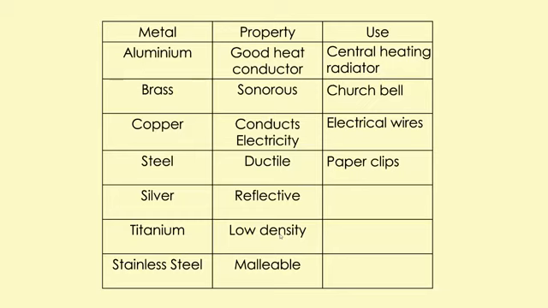Silver is reflective, so it's used as the backing in mirrors. Titanium's got low density, so it can be used to make aircraft bodies, because you want the aircraft to be as light as possible. So you want to use a low density material so that you don't need to waste fuel putting that aircraft up into the air. And lastly, stainless steel, that we should know all about based on where we live, is malleable, which means you can make it easily into lots of different shapes. So it's used for cutlery.